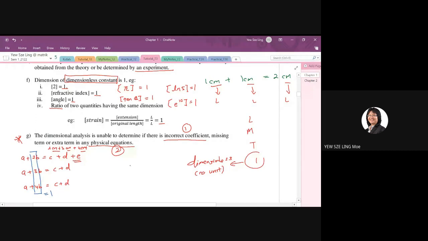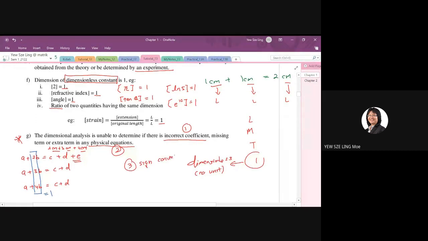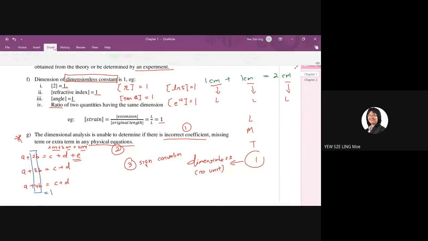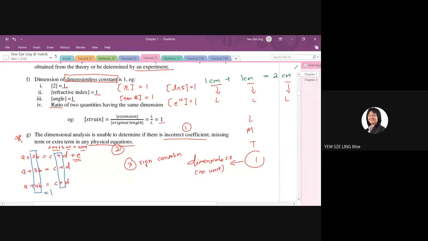And then the third reason is the sign convention. Plus or minus won't affect your dimension either. If you change the plus sign into a minus sign, you're still going to get the same dimension, regardless of the sign convention. So sign convention is another reason why we won't be able to determine if an equation is correct or not based on dimensional analysis. Okay, so now let's look at an example.